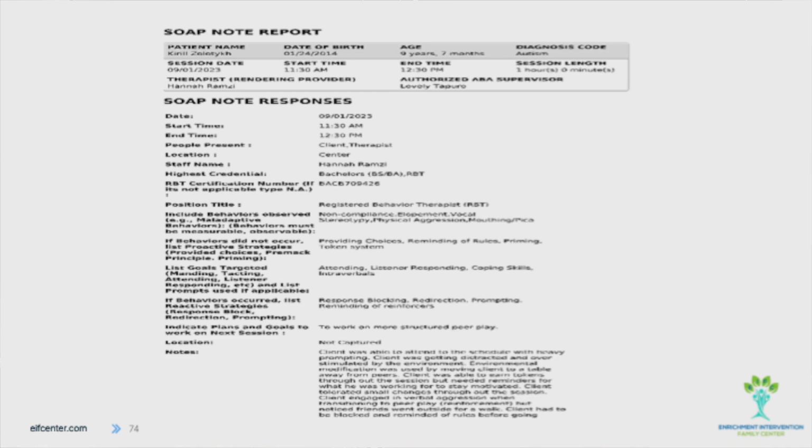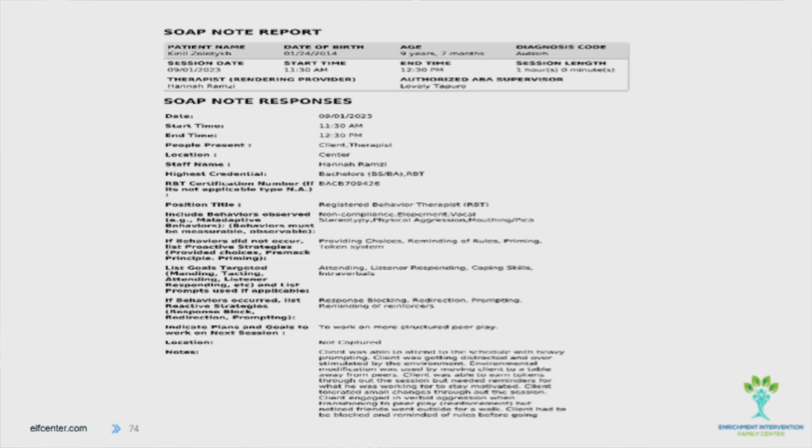The next slide shows you an example of what a SOAP note entry looks like. Basically, it gives you the date, the start and end time, as well as those present, the location, the staff name, which is yourself, as well as your position, which is BT or RBT. Then you'll go into what goals you ran, as well as what proactive and reactive strategies were conducted. And then lastly, what goals you plan to work on the next session.